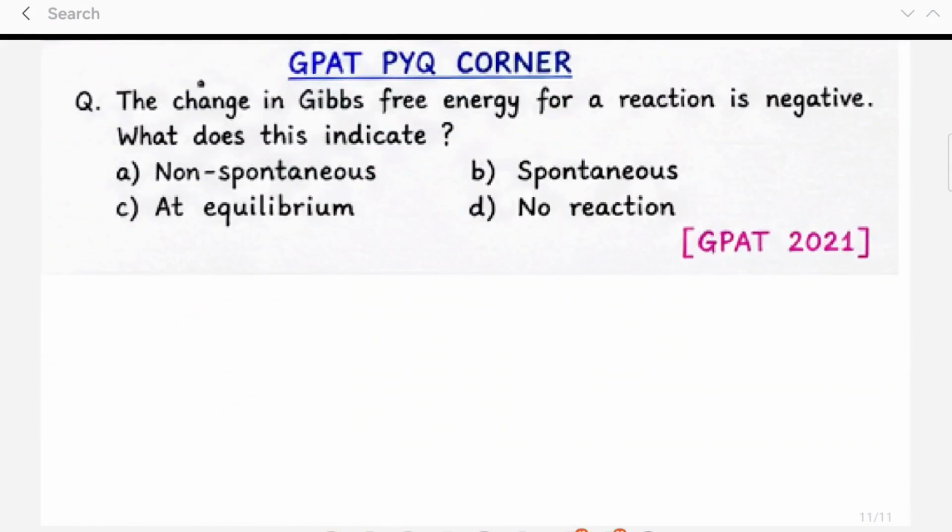So here is the question: the change in Gibbs free energy for a reaction is negative. What does this indicate? Option A, non-spontaneous; option B, spontaneous; option C, at equilibrium; option D, no reaction.